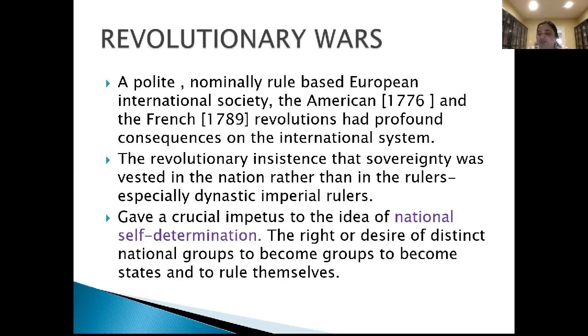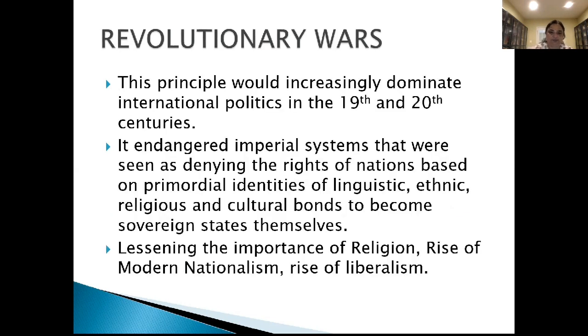It also gave an impetus to what we call the idea of national self-determination. That is the right or desire of a distinct nationalist group to become states and rule themselves was seen as a very fundamental and reasonable right in the international system.